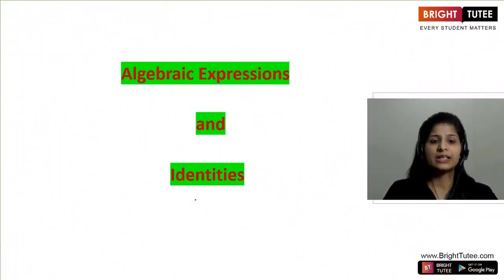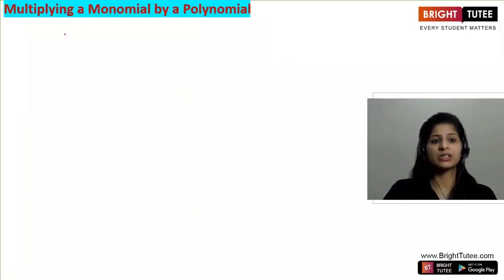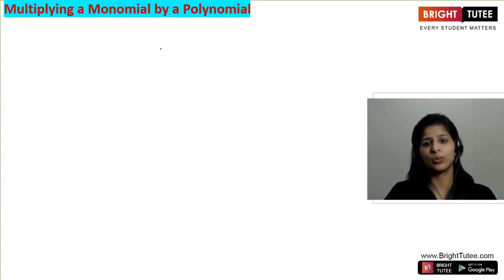Hello students, let us continue the chapter Algebraic Expressions and Identities. In the previous lecture, I taught you how to multiply a monomial with a monomial, or how to multiply two or more monomials. Now we are going to learn multiplication of a monomial by a polynomial. Let us learn about multiplying a monomial with a binomial first.